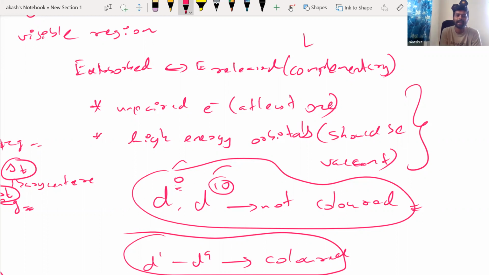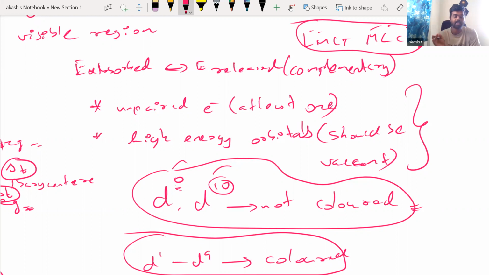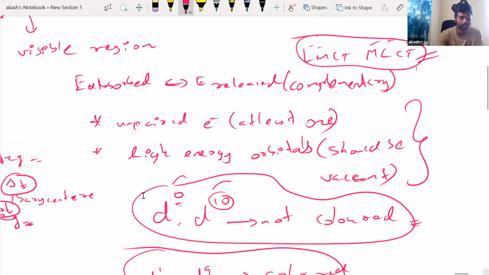We have something called LMCT and MLCT, that is ligand to metal charge transfer and metal to ligand charge transfer. These are all higher levels. If you are interested, you can even study about it. It's not that difficult to understand also. Maybe once we complete the syllabus, we'll talk about these things. But for now, if the metal has D0 or D10, you can blindly say it will not be colored. D1 to D9, it is definitely going to be colored. I hope that made sense. So that is how you will be able to talk about the color of the complex also.